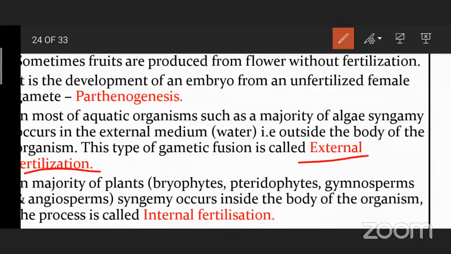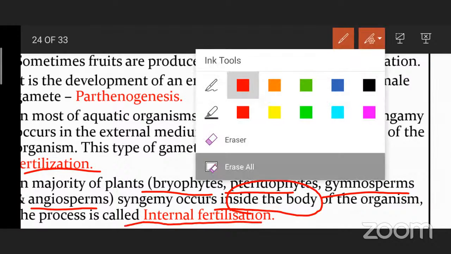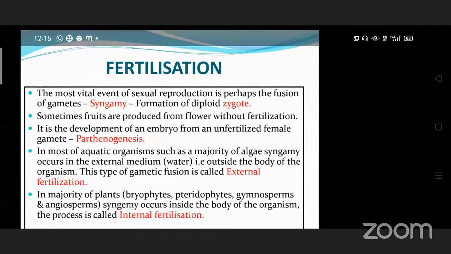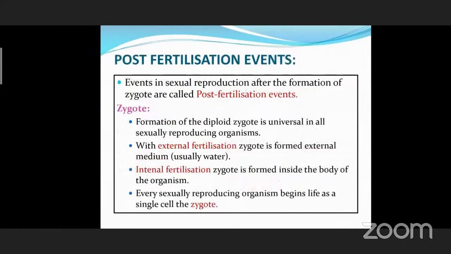In the majority of plants, for example bryophytes, pteridophytes, gymnosperms or angiosperms, syngamy occurs inside the body of the organism. This process is known as internal fertilization. Fertilization is of two types, external fertilization and internal fertilization. Next, now we have completed two stages. First one, pre-fertilization events. Second one, fertilization.